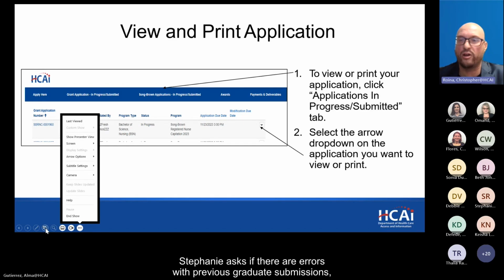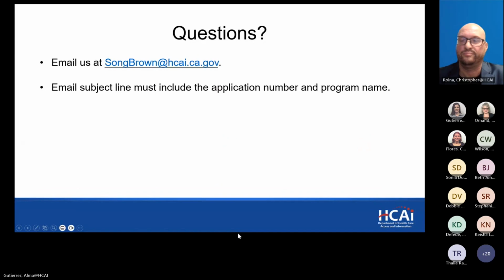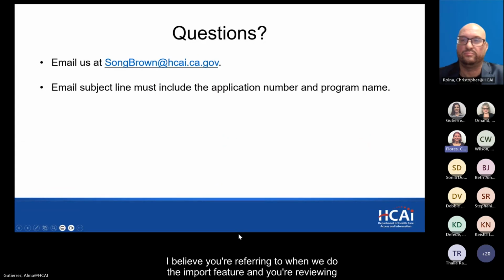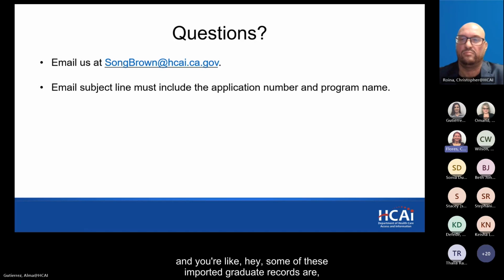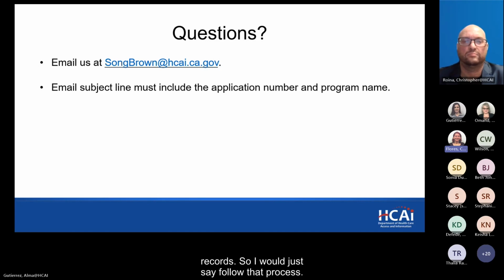Stephanie asks, if there are errors with previous graduate submissions, how do we correct this? I believe you're referring to when you do the import feature and you're reviewing and some of these imported graduate records are maybe missing something, or maybe they didn't get entered correctly last time. So there are instructions in the TA guide about how you edit and delete records. So I would just say follow that process.